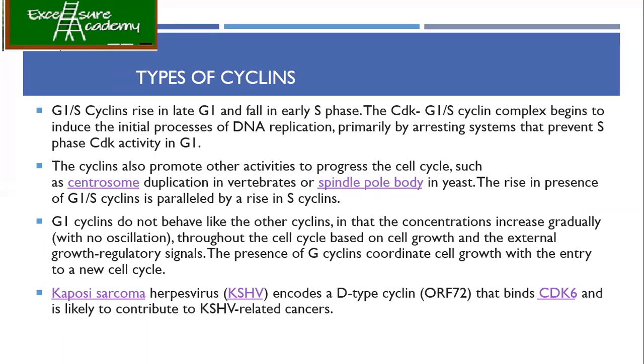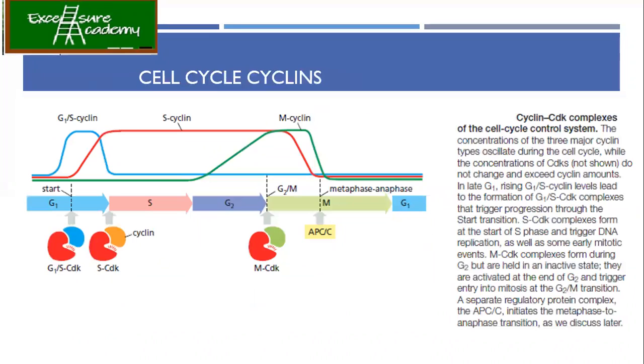The cyclins also promote other activities to progress the cell cycle, such as centrosome duplication and spindle body formation. Now the rise in the presence of G1/S cyclin is paralleled by a rise in S cyclins. If you see the figure, you can see that as the G1 cyclin is increasing, the S cyclin is also increasing.